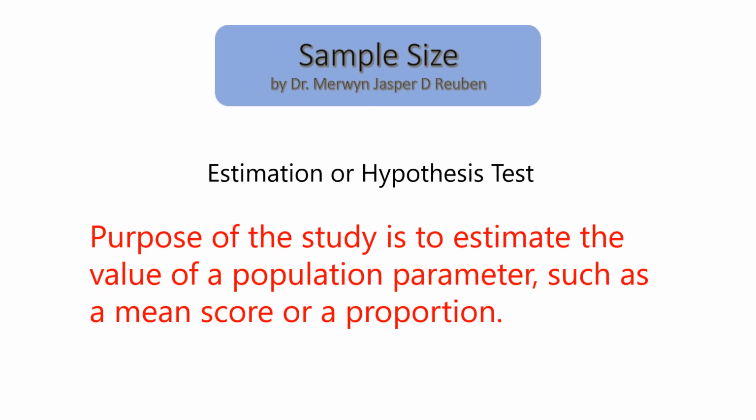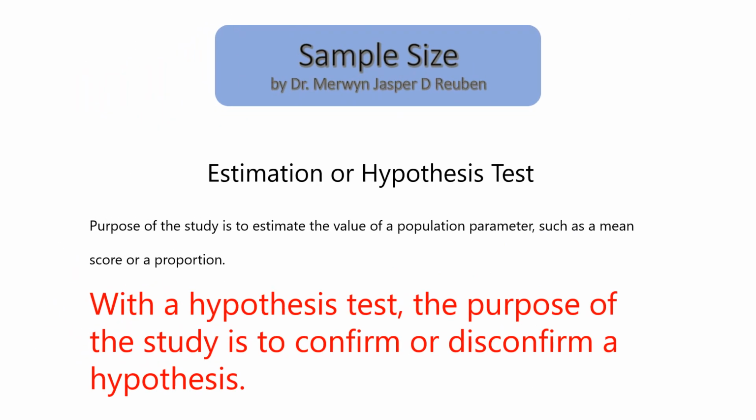Next, for the sample size calculation, we need to know whether the problem is an estimation or a hypothesis test. Estimation problem gives an estimate of a mean or proportion from the sample to a population parameter, while a hypothesis test is used to check whether an assumption about a population is true or not.